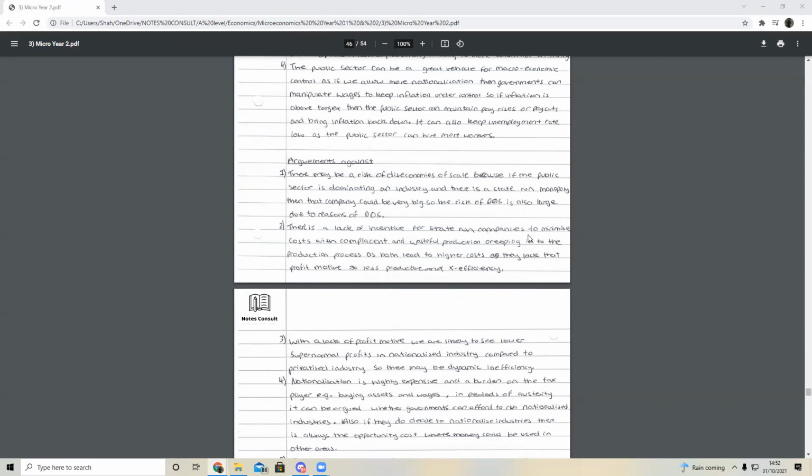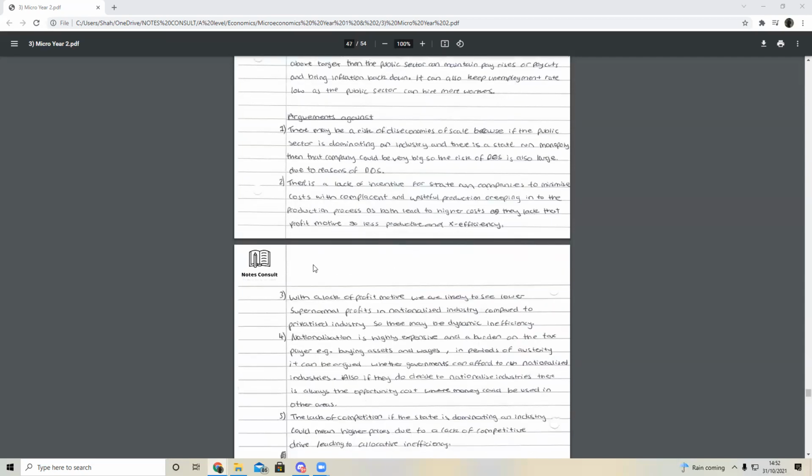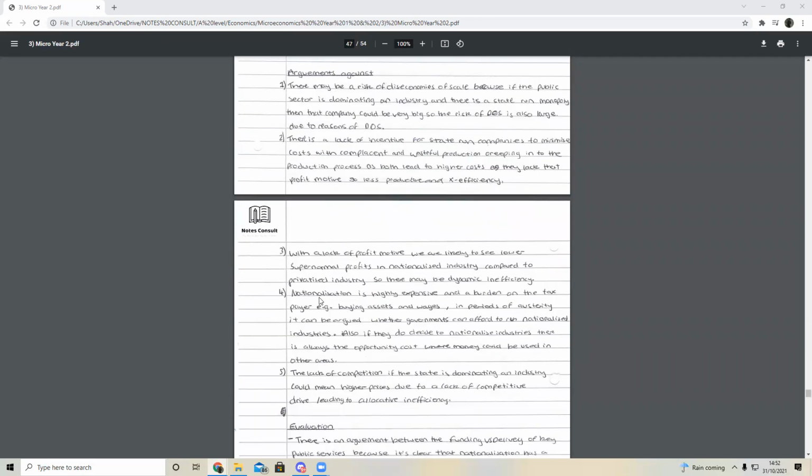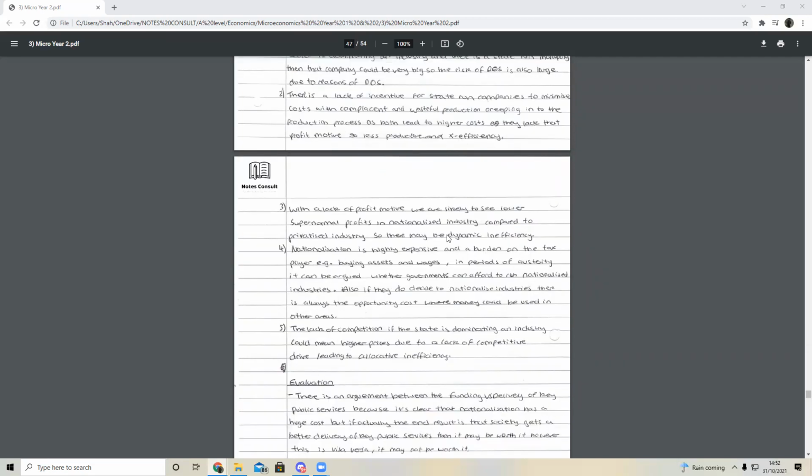There's a lack of incentive for state-run companies to minimize costs, with complacent and wasteful production creeping into the production process, which leads to higher costs. So we basically know that the government won't have as much of a profit motive as the private sector, so they won't really minimize costs. They might lose out on productive and X-efficiencies. There might also be less dynamic efficiency with state-run organizations because they're not going to focus so much on profit. They're focusing more on consumer satisfaction.